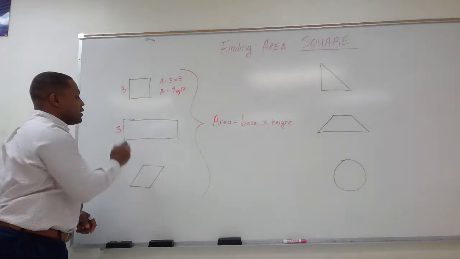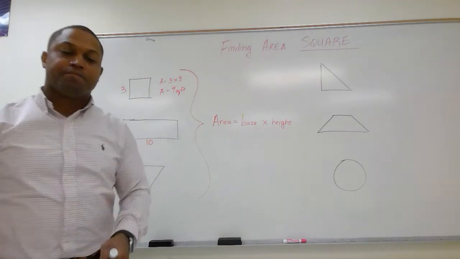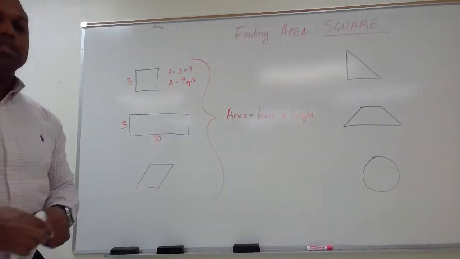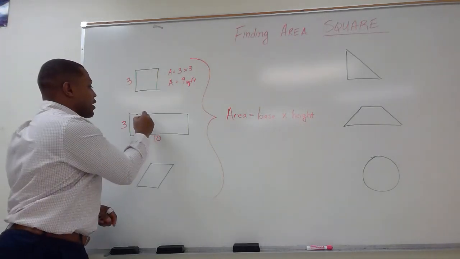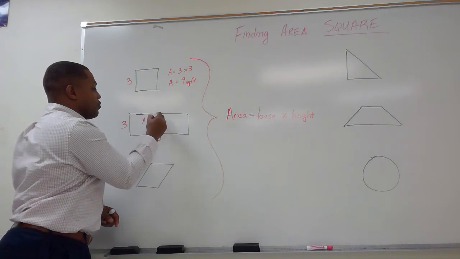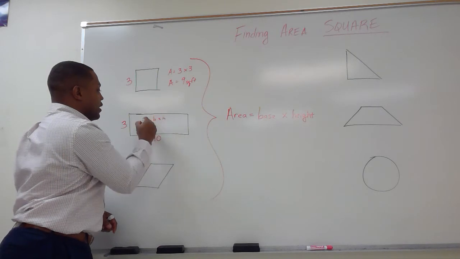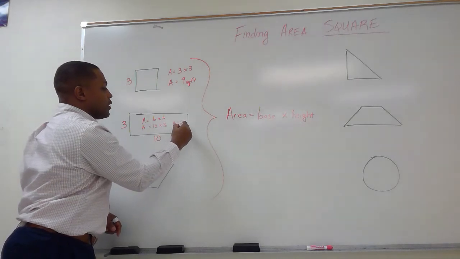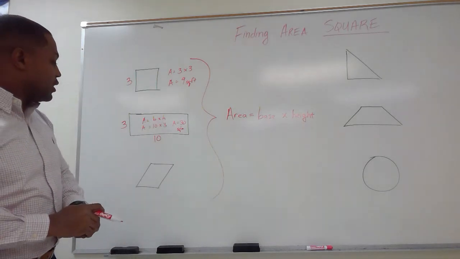What about this rectangle here? Let's say the height is still 3, but the base is 10. Excuse me, I'm going to move this a little bit closer, hopefully so that you can see a little bit better. Then the area here would be base times height: 10 times 3, area equals 30. Let's say it's inches. We could say square inches or inches squared. All the same thing.